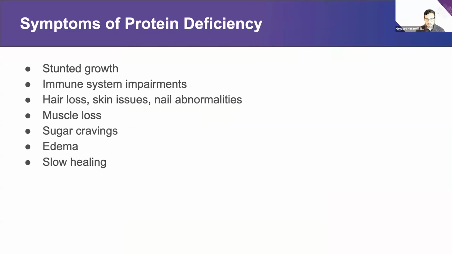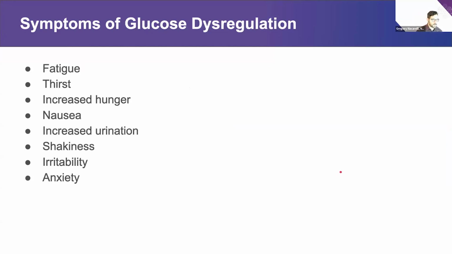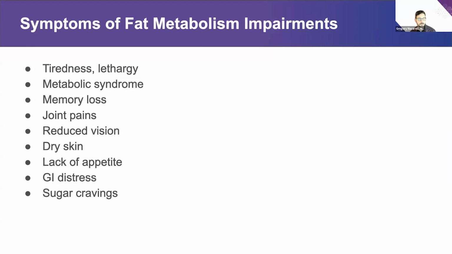Protein deficiency, if somebody is not getting enough protein, you will see stunted growth, immune system impairments, hair loss, skin abnormalities, muscle loss, sugar cravings, edema, and slow healing. With glucose dysregulation, so it's either too high glucose or too low glucose, we're going to see fatigue, thirst, increased hunger, nausea, increased urination, shakiness, irritability, anxiety, and just some traditional symptoms of type 2 diabetes, or even in some cases type 1 diabetes. With fat metabolism, it's a little more insidious, but we should expect to see tiredness, lethargy, metabolic syndrome, memory loss, joint pains, reduced vision, dry skin, lack of appetite, GI distress, and sugar cravings.